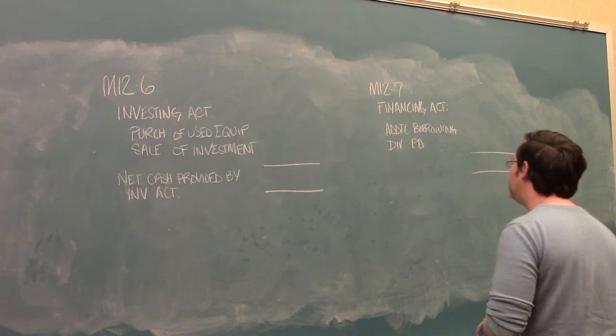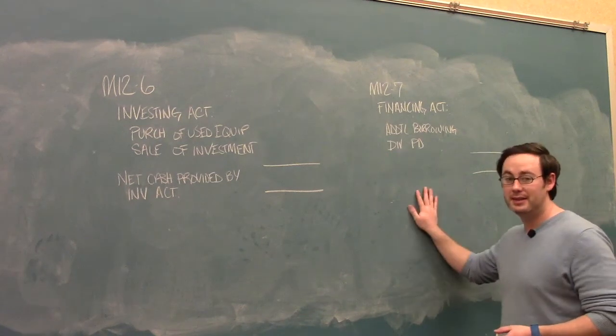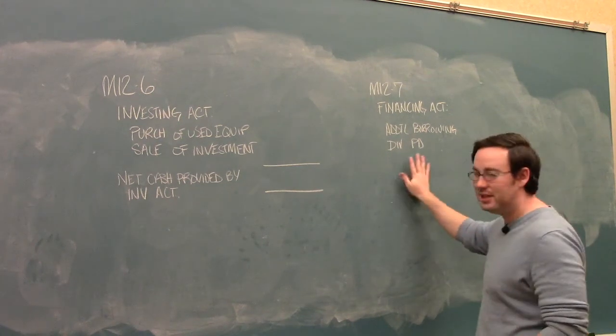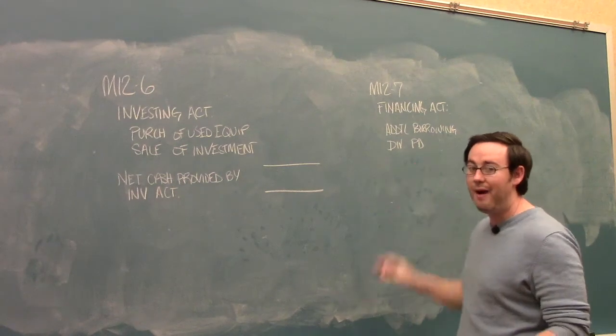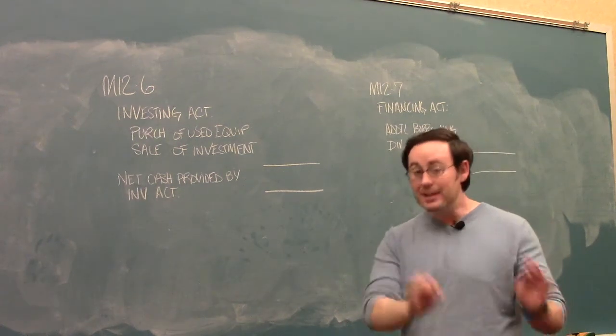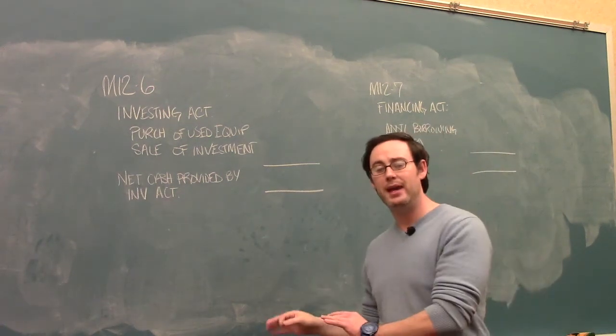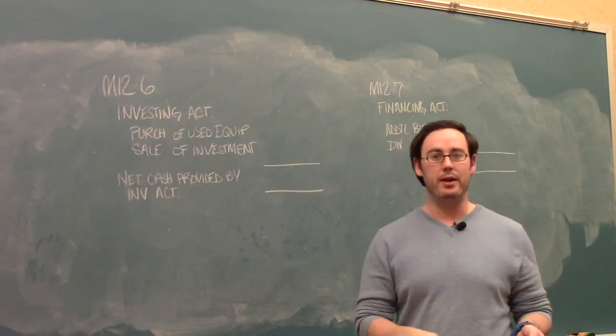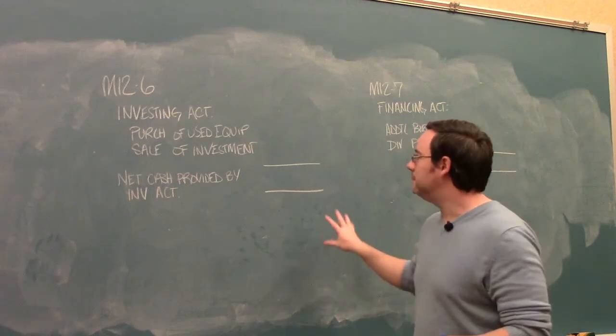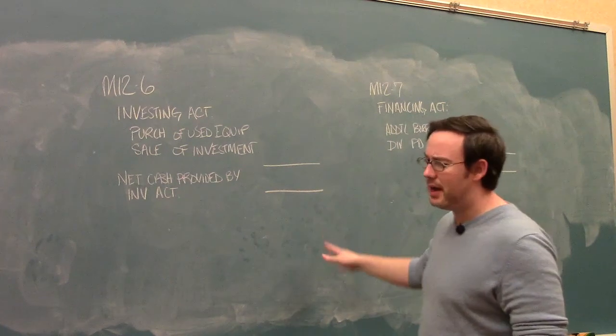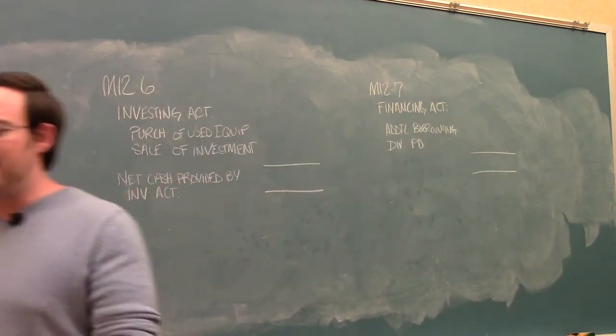The last thing I'll say before we get into the problem about the financing activities: remember that dividends paid are included here. However, dividends received, interest received, and interest paid all show up under the operating section. All right. With these things in mind, let's go ahead and look at the data that it gives us.